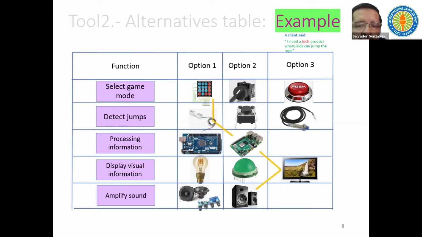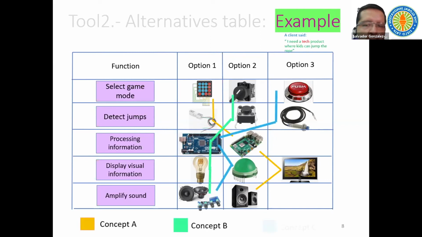And then I will group all of the options to have the 3 concepts. As you can see, I have concept A, and you can follow the lines to see which are the components that each concept has. And that's all with this alternatives table.